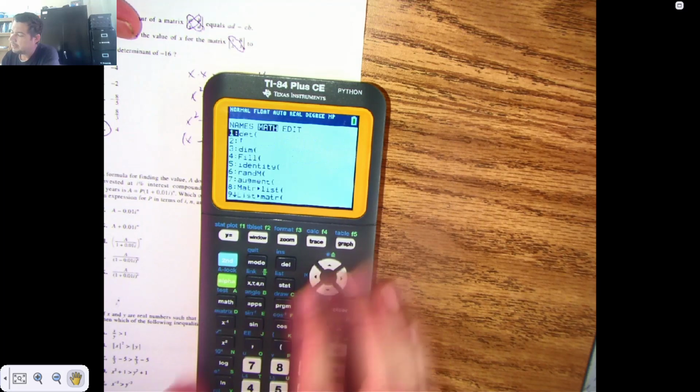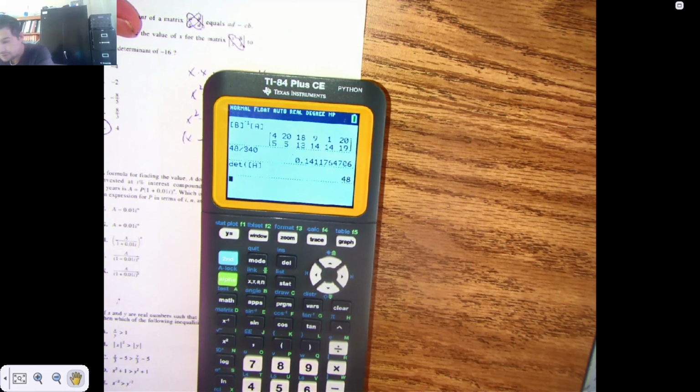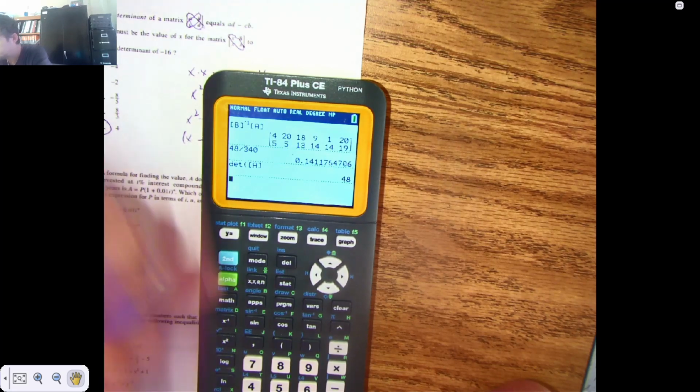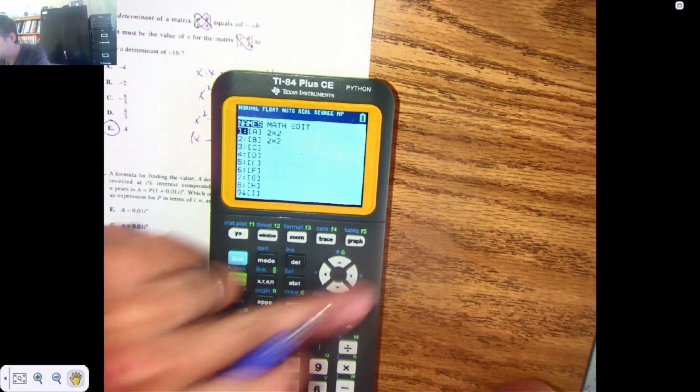Second matrix, math, determinant, second matrix A, 48. That's weird. Must have a typo. I think that I made a typo here. I think I put negative 8. It's supposed to be positive 8.